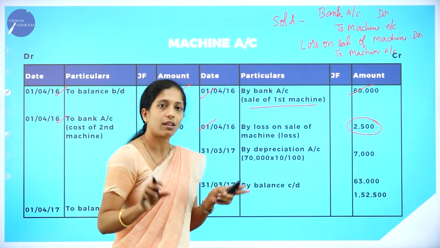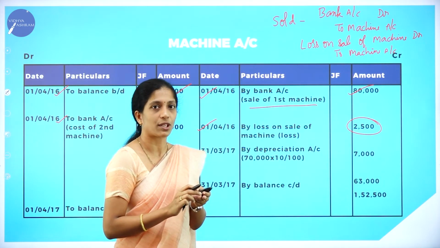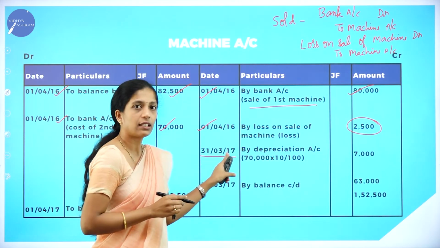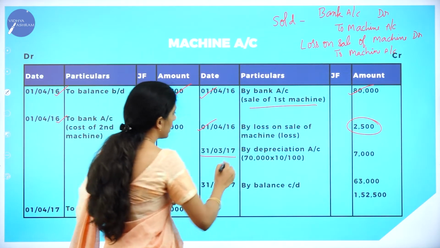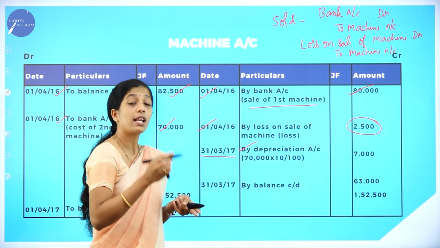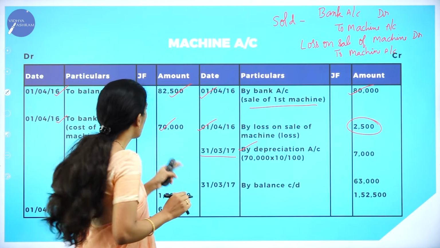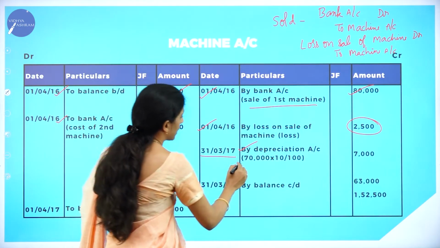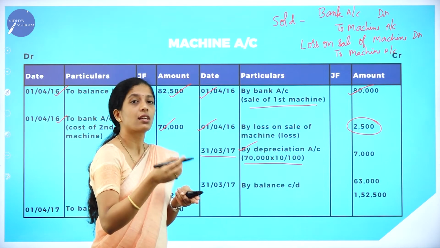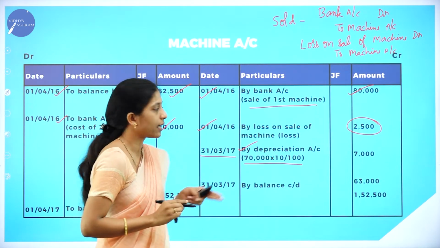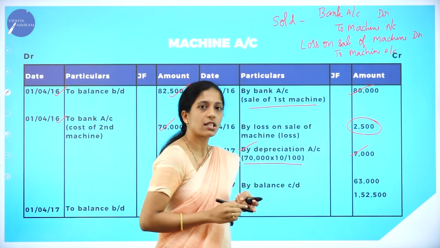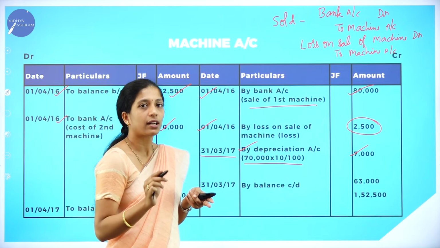Now we are done with all the transactions relating to first machine. Now come to the second machine. So at the end of the financial year, that is 31st/3/2017, we have to calculate depreciation by depreciation account on second machine. So what is the value of second machine? 70,000, and it was there for the whole year because we have purchased in the beginning of the year only. So 70,000 into 10%, the depreciation is how much? 7,000. Hope you are clear with this.